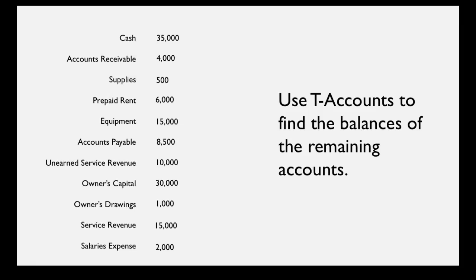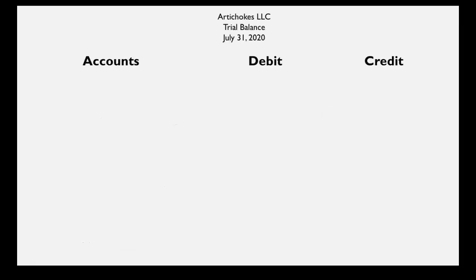So now that we have all of the balances for our accounts, we can move on and prepare a trial balance. So you'll notice up at the top of the screen, we have the company name, Artichokes LLC. We have what we are preparing, a trial balance, and we have the date, because we are doing this at the end of July.